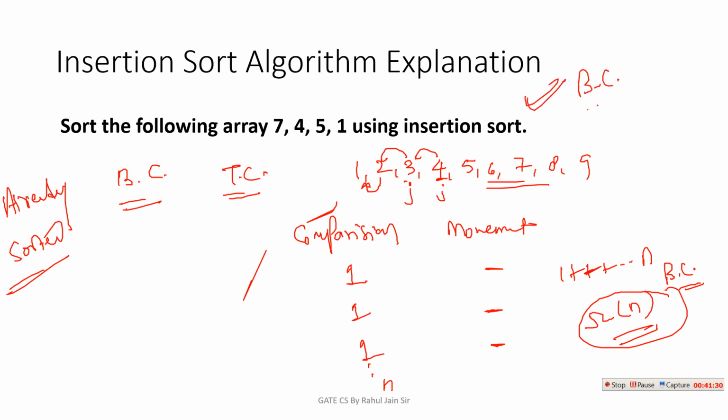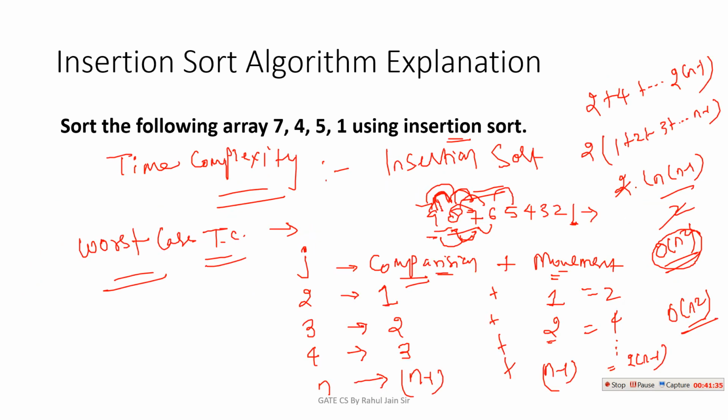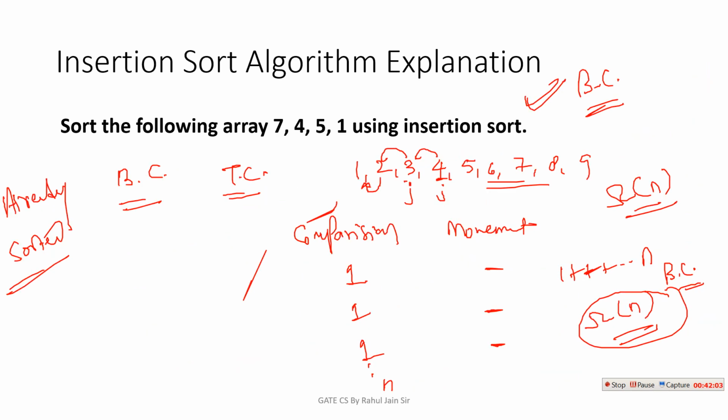The best case time complexity of insertion sort is omega of n, and the worst case time complexity is order of n square. And if we talk about the average case, it would be nearby n square. So this is the time complexity of insertion sort. Basically the worst case is when the elements are in reverse order. The best case is when already sorted.